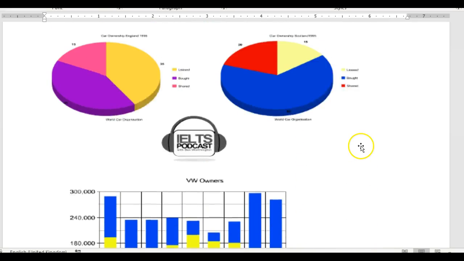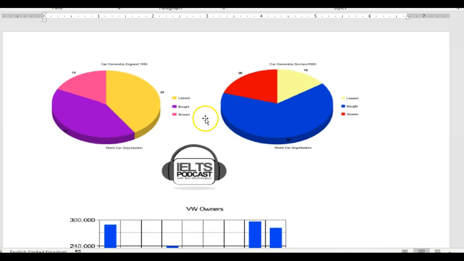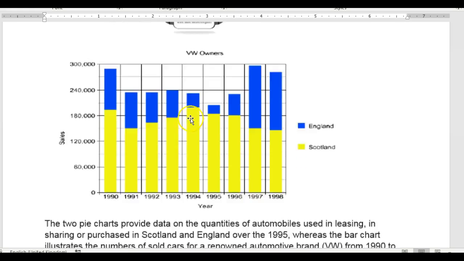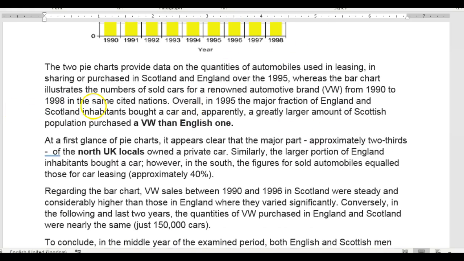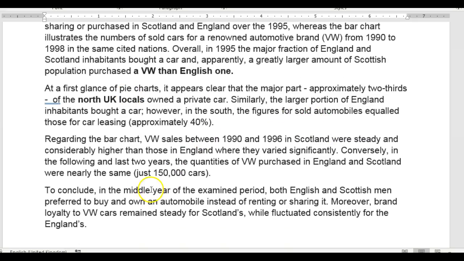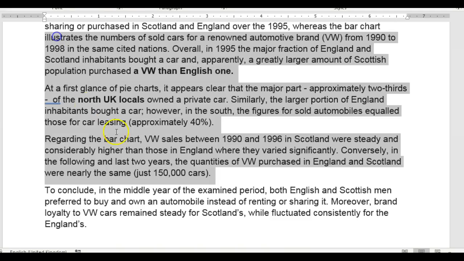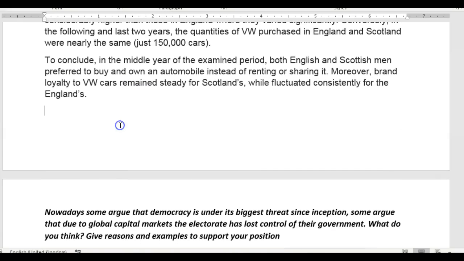Okay, I haven't really heard what you said about sharing cars. How about sharing? Bought, sold, owned, leased. I haven't seen shared in here. Perhaps you should have mentioned that because this is something that you're overlooking, and you have to look at the most important features of the visual.